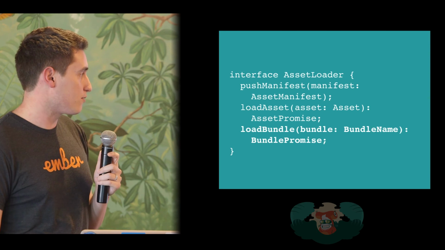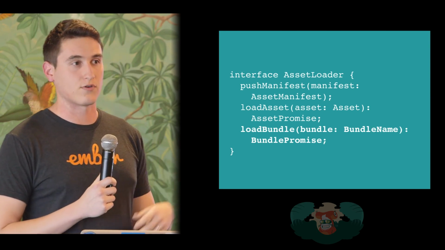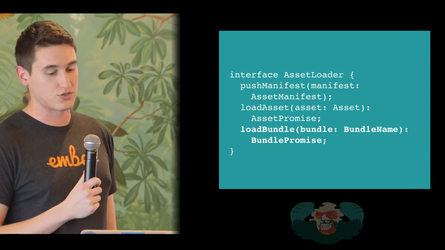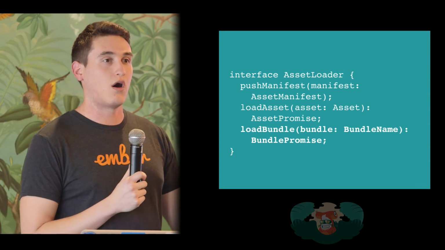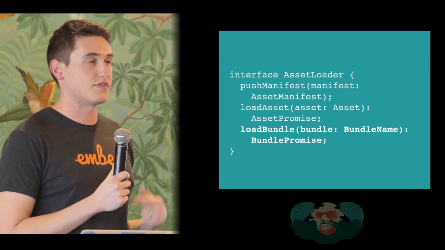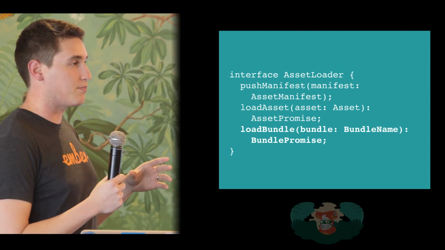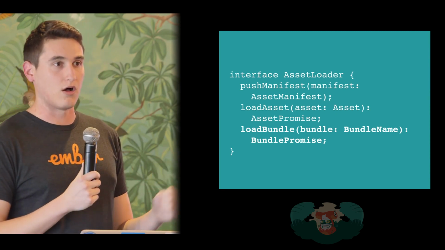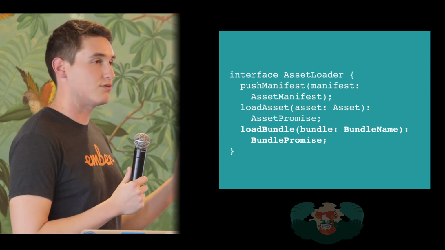Then we have a loadBundle method. This is much like the loadAsset method, except it takes in a bundle name as a string, looks it up from the manifest, loops through all of the assets and all of the dependent bundles and loops through all of their assets and so on and so forth, and then basically does a Promise.all, and once all of them have resolved or one gets rejected, it'll let you know what happened.